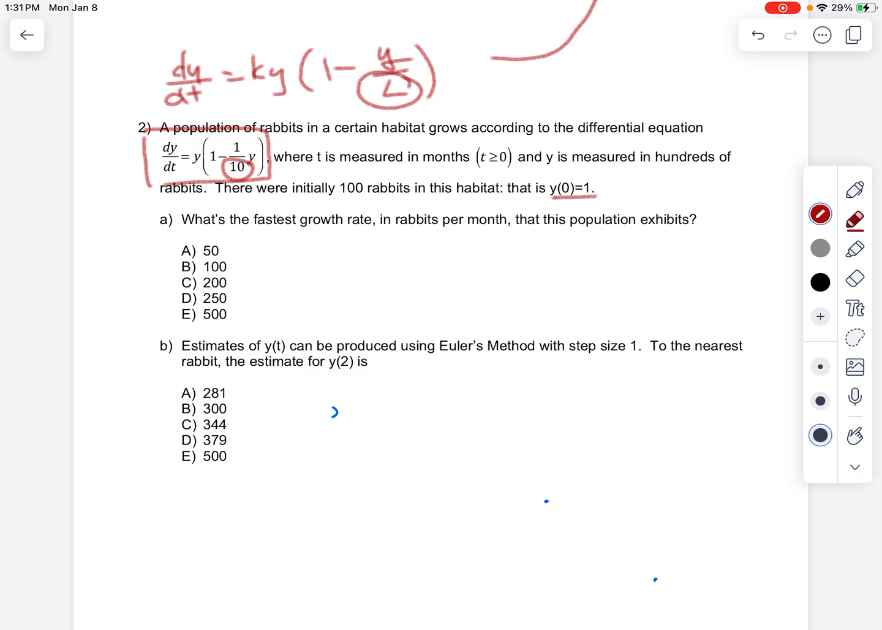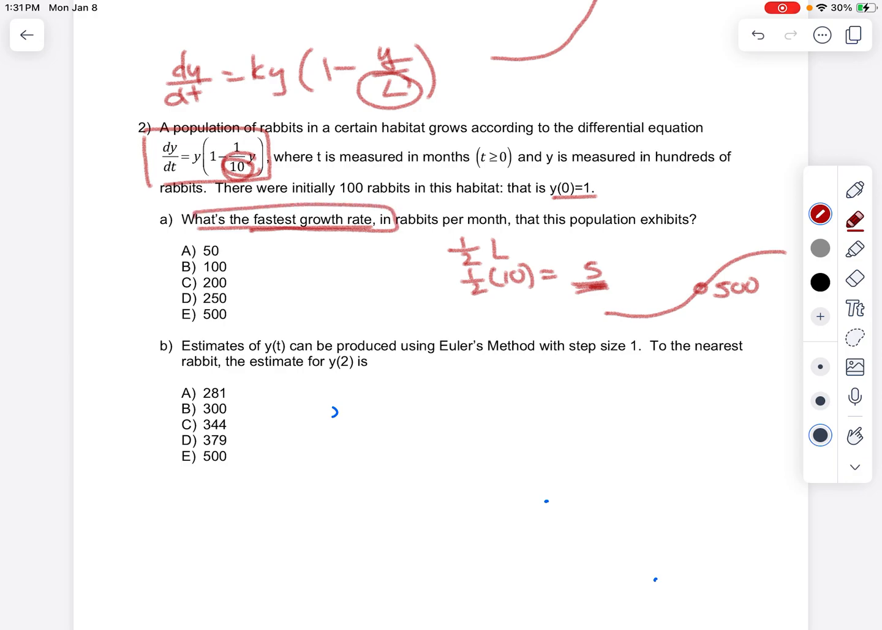It says, what's the fastest growth rate in rabbits per month that this population exhibits? So we learned before that the fastest growth rate, the steepest slope, which is what this is asking, always occurs at 1/2 of that limiting capacity. That L in this problem is 10, so when there are 500 rabbits, right, this is in hundreds, you're going to have the steepest slope.